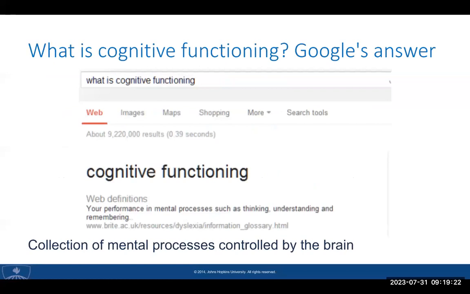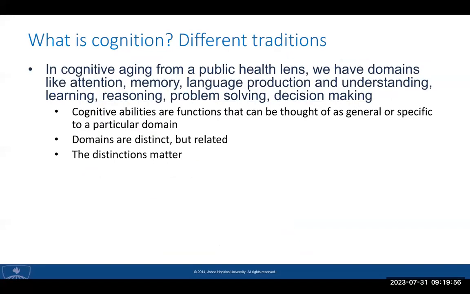In our modern day and age, when we have a question, we ask Google. I suppose we should really be asking ChatGPT. I should have asked ChatGPT. But anyway, Google gave a pretty decent response back in 2017 when I Googled this and took this screenshot. It's your performance in mental processes such as thinking, understanding, and remembering. That's a pretty good definition. It's a collection of mental processes that are controlled by the brain. Interesting.